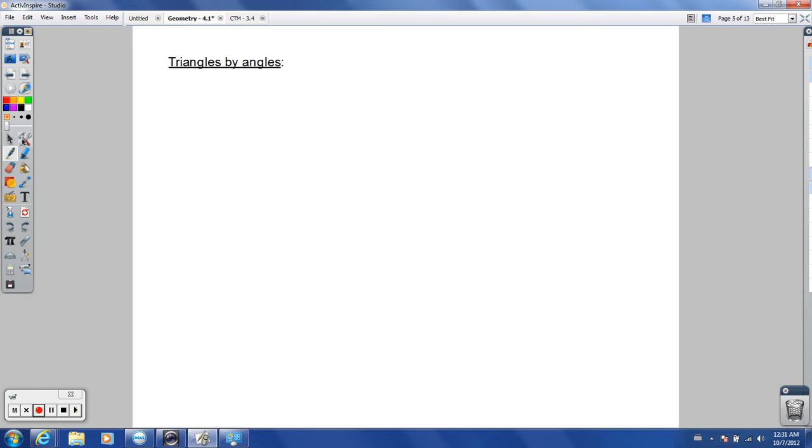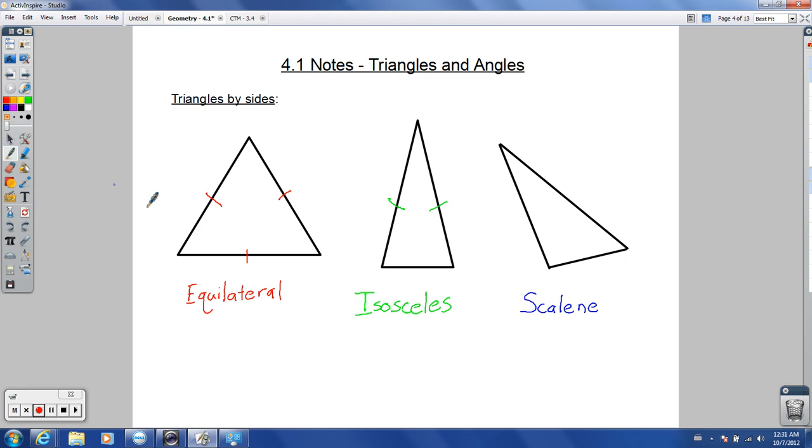Alright, so let's also classify triangles by their angles. And before we move on, let's just write that down under here too. This had three congruent sides, equilateral triangles, and isosceles had at least two congruent sides, and scalene had no congruent sides.